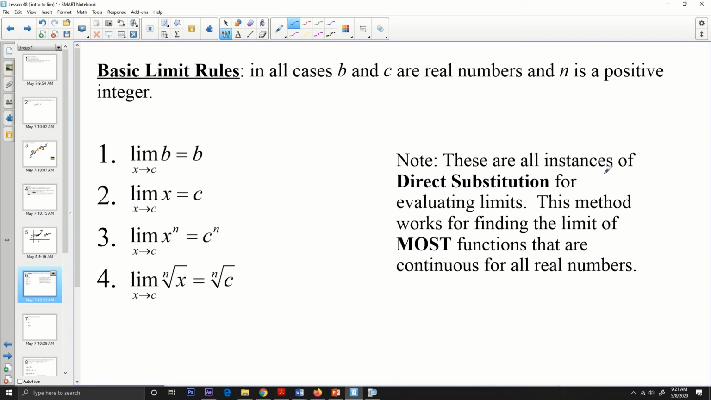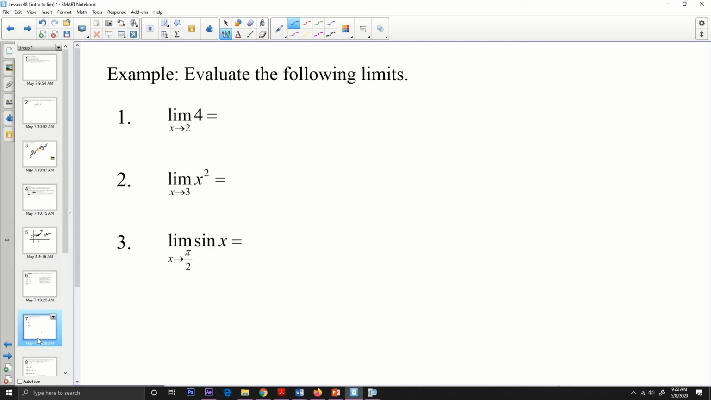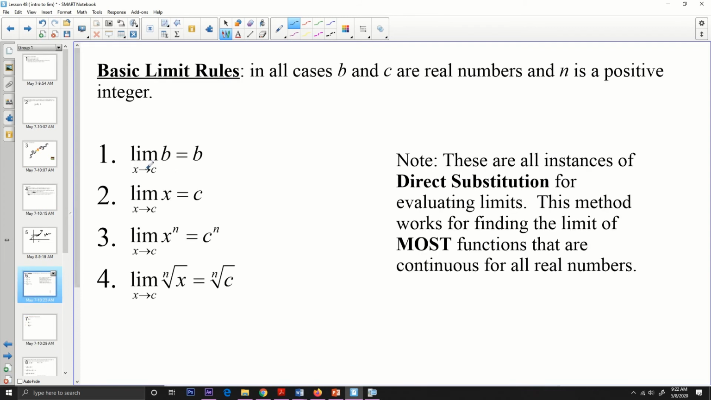These are all instances of direct substitution for evaluating limits. This method works for finding the limit of most functions that are continuous for all real numbers. And so what we can do is use these basic rules to build up some larger rules. So some quick examples to illustrate these rules.